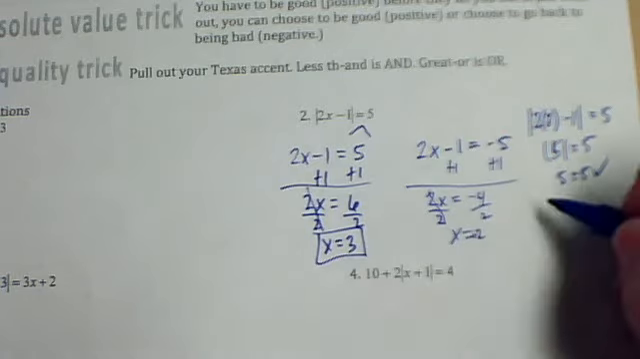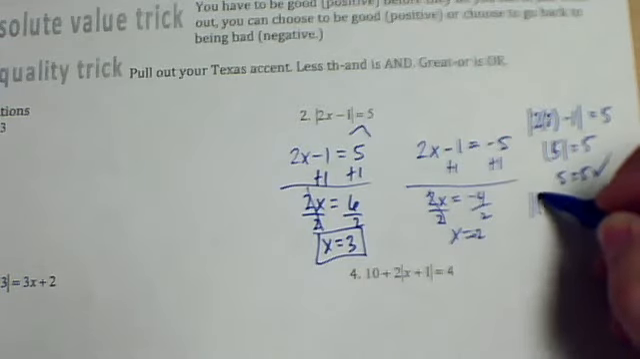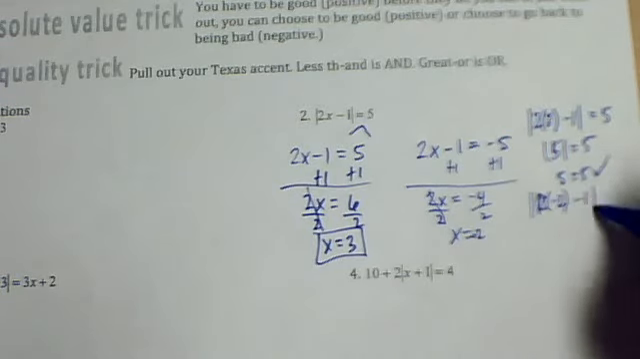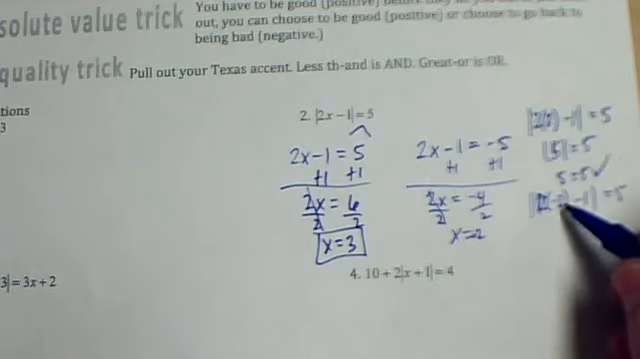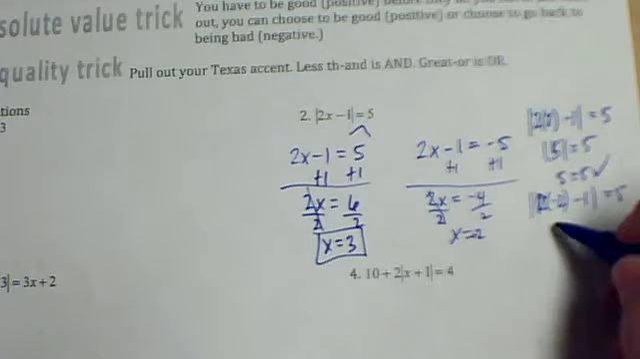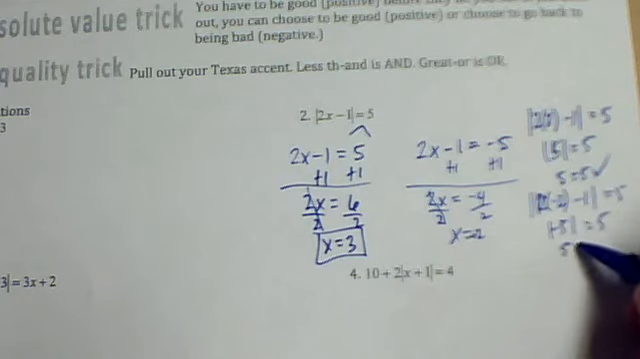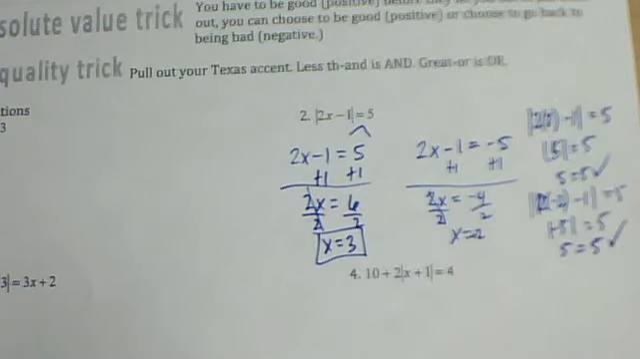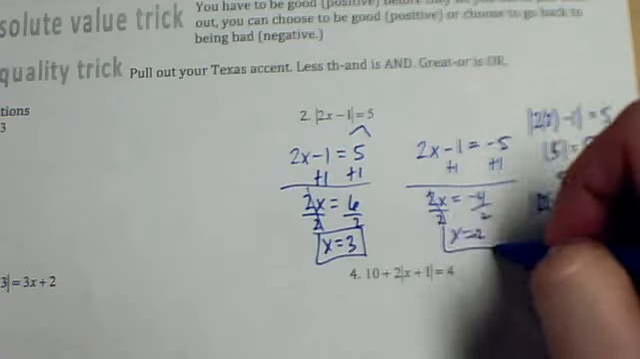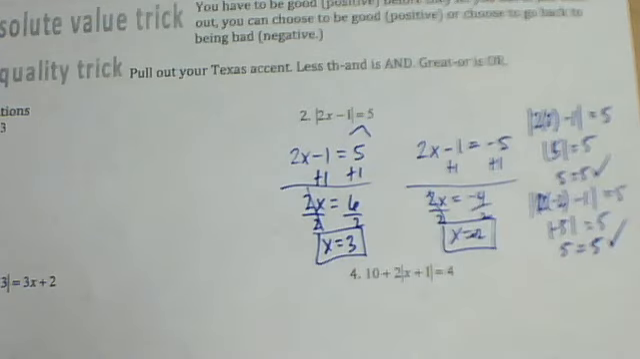Let's look at the next one. 2 times negative 2 minus 1 equals 5. 2 times negative 2 is negative 4. Negative 4 minus 1 is negative 5. So the absolute value of negative 5 is 5, and that equals 5 as well. So negative 2 is also a solution. Alright, so there's that one.